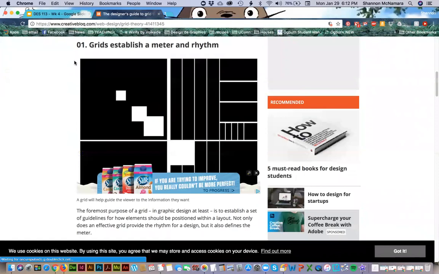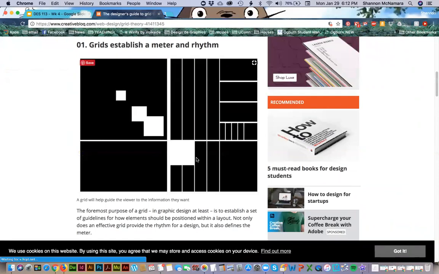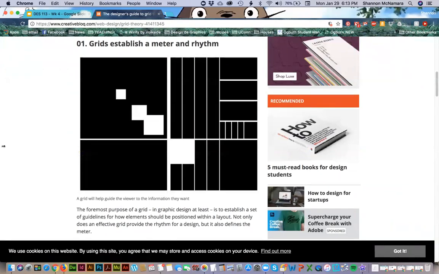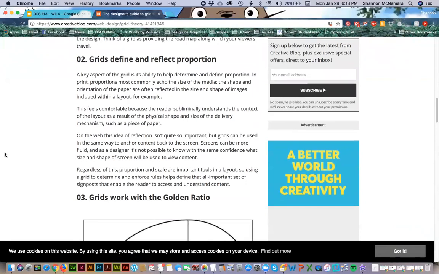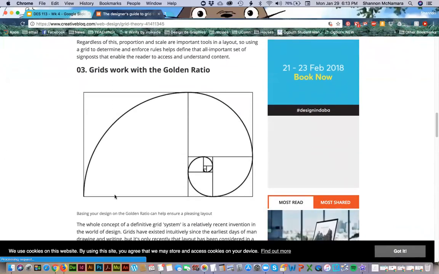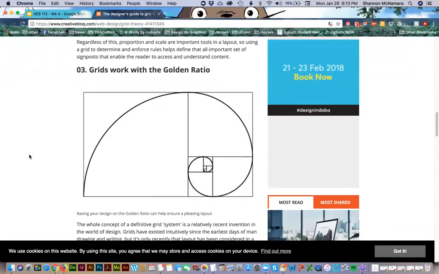We want to tell our user how to see across our page. We want to control the way their eye moves across our page. So that's why we use a grid. The purpose of a grid in graphic design is to establish a set of guidelines for how elements should be positioned within a layout. Not only does an effective grid provide the rhythm for a design, but it also defines the meter. Grids define and reflect proportion. So grids work with the golden ratio, and this is the golden ratio. You probably have heard about this before.